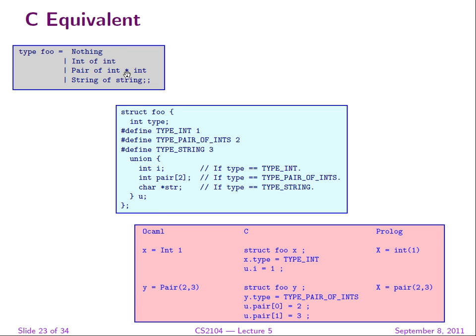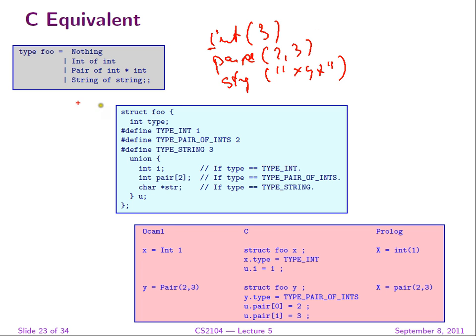Let's take this OCaml type. It says that foo is either nothing, or is int of int, or is pair of two ints, or is string of strings. In Prolog, we would have, for example, int 3. In Prolog we would have to use small letters; here you can see that we have to use capitals. We would have a pair of 2 and 3, or a string of, let's say, x, y, z. So these would be valid terms that would fit this description.